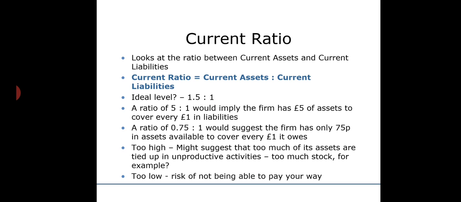A ratio of 5 to 1 would imply that the firm has 5 euro of assets to cover every 1 euro of liability. With the help of that ratio you can easily calculate if you are looking for the profitable level of your financial institute, then your current assets should be greater than your current liabilities. The ratio is given, the ideal level is given 1.5 to 1. Okay, what is the too high level? It might suggest that too much of the assets are tied up in unproductive activity, and too much stock for example.